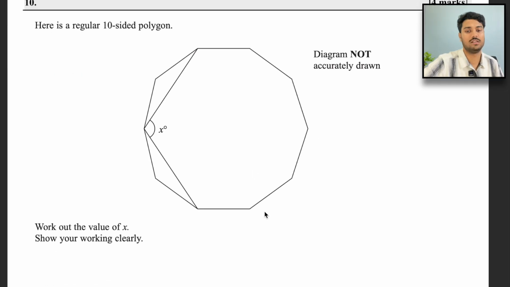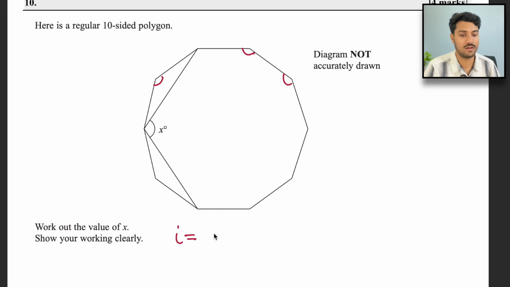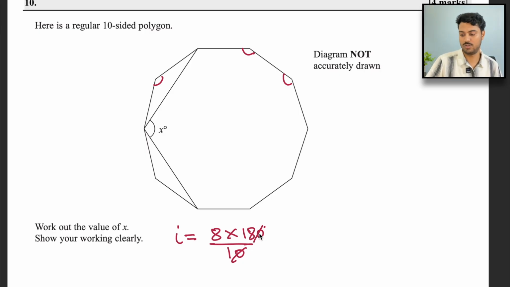to question number 10. It says, here is a regular 10-sided polygon. Work out the value of x. Show your working clearly. It's a 10-sided polygon, so each interior angle is going to be the same. So interior angle will be (n minus 2) into 180 over n. N is 10. 10 minus 2 is 8. 8 into 180 degrees divided by 10. So this cancels. 18 into 8, that is 144. So this angle is 144 degrees.